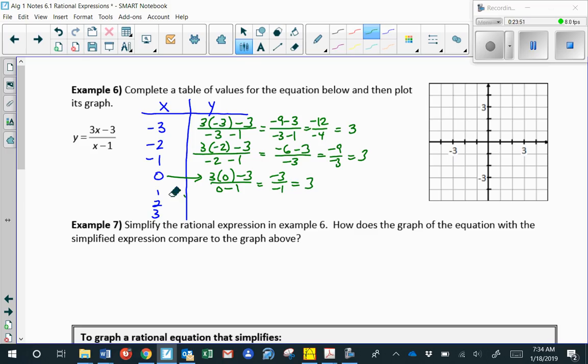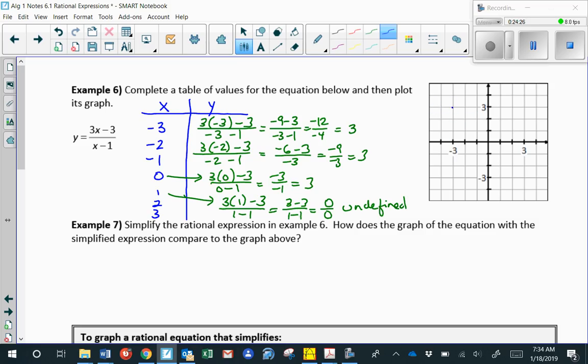Now there's going to be one exception, and that is the number 1. So let's plug that one in. 3 times 1 minus 3 over 1 minus 1 is 3 minus 3 over 1 minus 1, or 0 over 0, and that one is undefined. If we get an undefined result, that's going to result in a place where the graph does not have a y value.